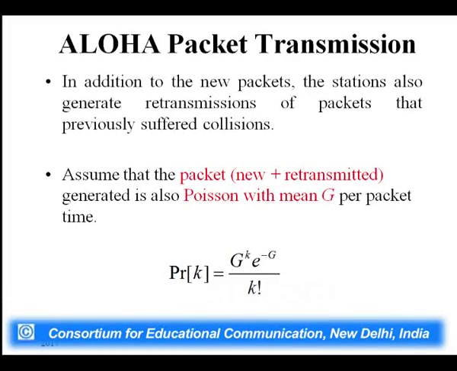distribution with mean g, that is, g packets per unit time, whatever unit of time you take. That is, the probability of k is equal to g raised to power k into e raised to power minus g, divided by factorial k. Now, here g is the average, the mean number of packets generated, and that mean is of both new and the old which are waiting for retransmission.